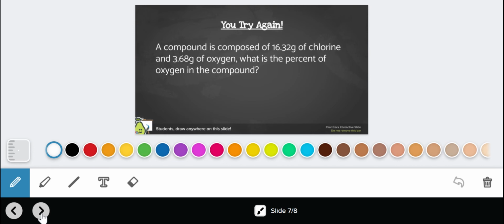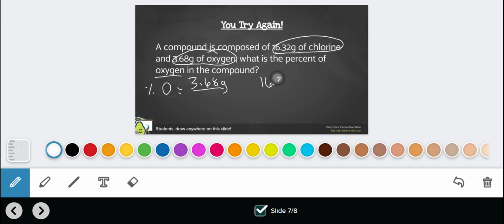All right, one more. Again, pause, and you try this one. All right, so in this one, we just want the percent of oxygen. So to find the percent of oxygen, we take the mass of our oxygen and divide by the total mass of the compound. Since our compound has 16.32 grams of chlorine and 3.68 grams of oxygen, then our whole compound, right, has a mass of those two added together.